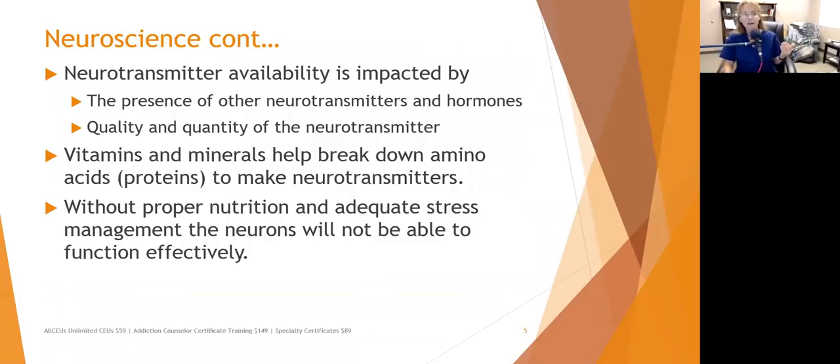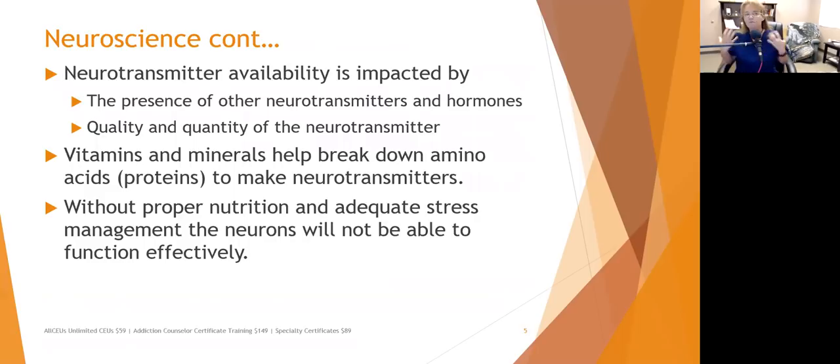The presence of certain hormones matters too. If you have not enough estrogen or not enough testosterone, it impacts the availability of serotonin. So everything is interconnected. We can't just say, we want to increase serotonin. We need to look at what's causing serotonin to be low or what's causing GABA or dopamine to be low.